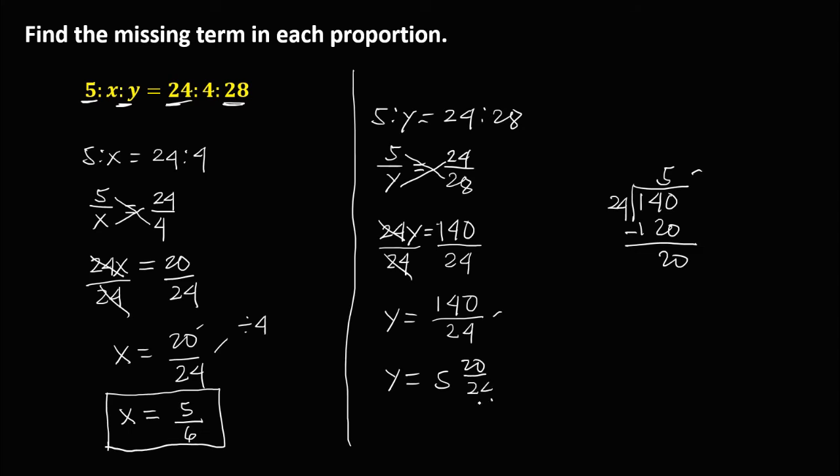over 24. Since we can reduce this 20 over 24, it is divisible by 4. So y now is equal to 5. Then this 20 divided by 4, this one is 5. And 24 divided by 4, this one is 6. So y is equal to 5 and 5 over 6.